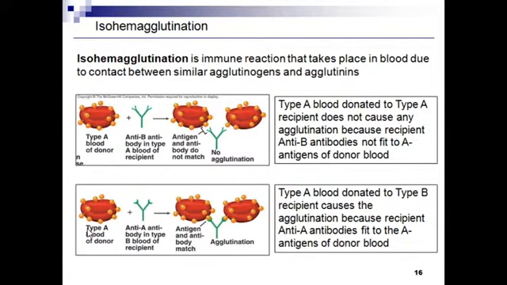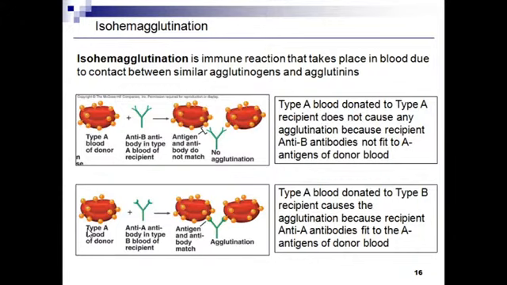Isohemagglutination is a universal reaction that we can use for typing of erythrocytes. Isohemagglutination is an immune reaction that takes place in blood due to contact between similar agglutinogens, these are antigens, and agglutinins of plasma.